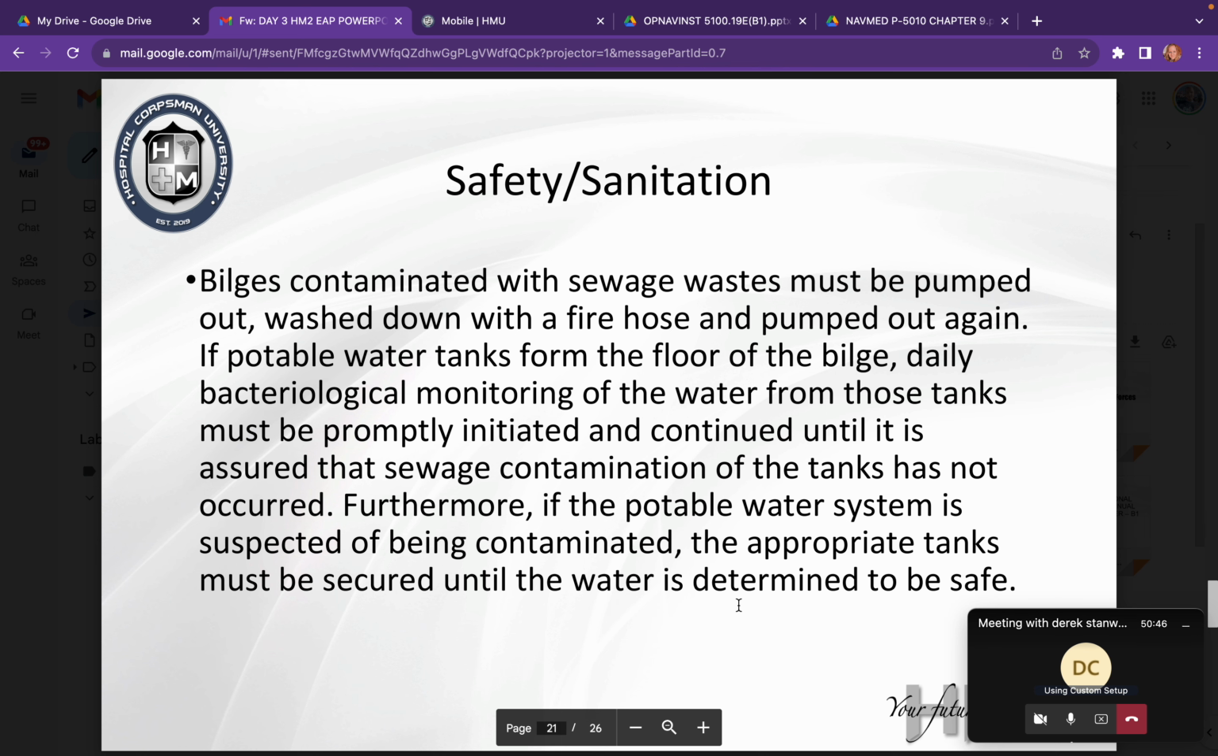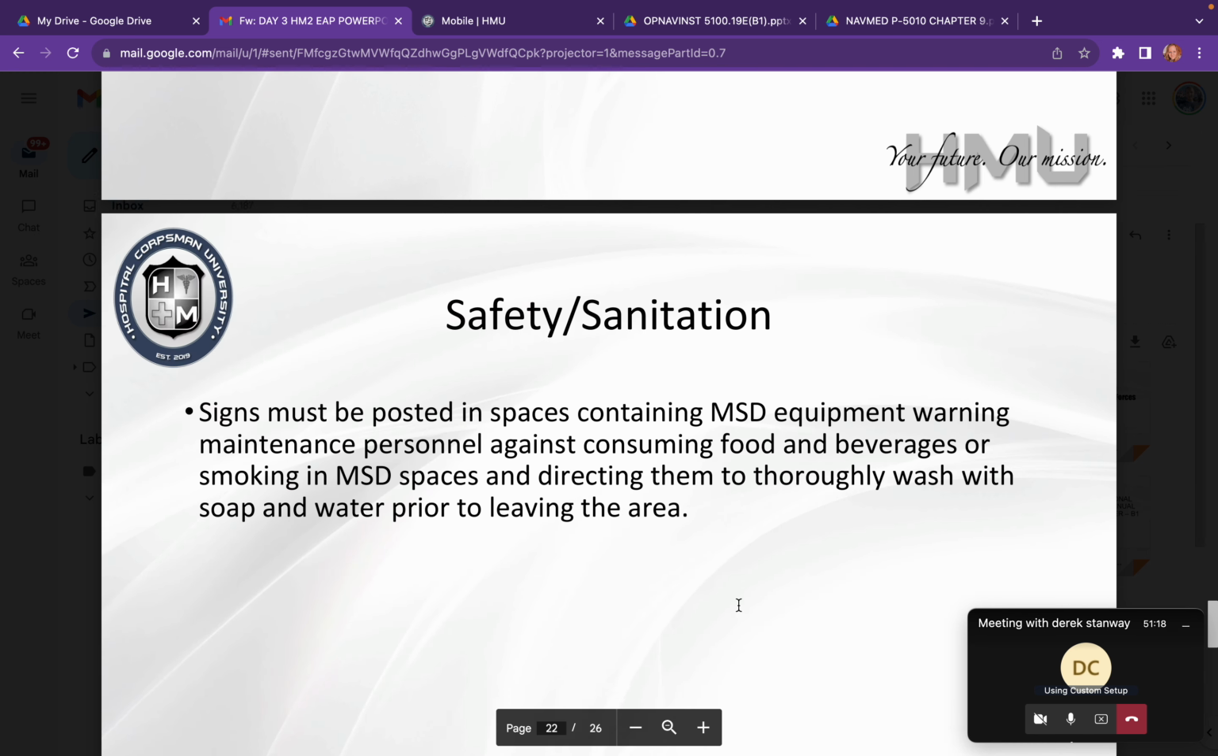All right, bilges contaminated with sewage waste must be pumped out, washed down with a fire hose, and pumped out again. If potable water tanks form the floor of the bilge, daily bacteriological monitoring of the water from those tanks must be promptly initiated and continued until it is assured that sewage contamination of the tanks has not occurred. Furthermore, if the potable water system is suspected of being contaminated, the appropriate tanks must be secured until the water is determined to be safe. Nobody wants to be drinking poo water.